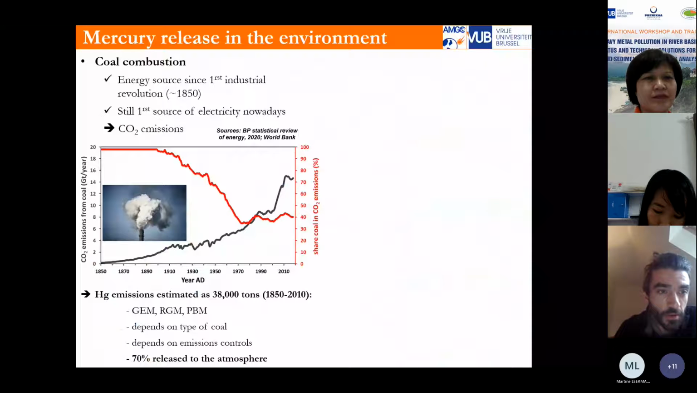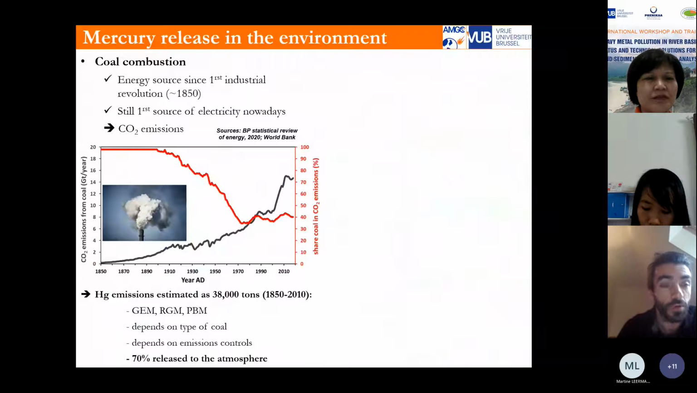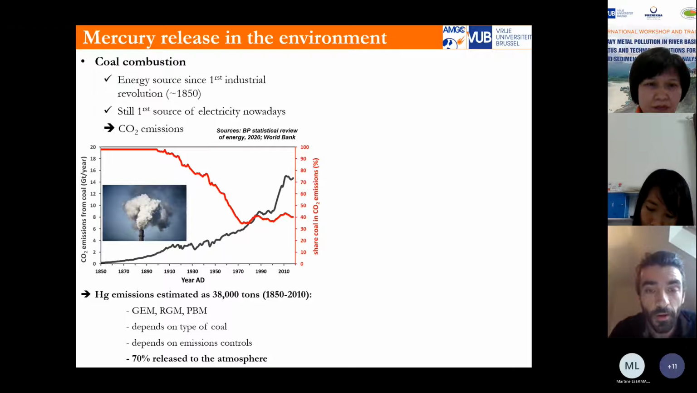So here you can see that at the beginning, the CO2 emissions were mostly due to coal, but it started to decrease a lot since the arrival of other fossil fuels such as petroleum. But since the 1970s, the share of coal started to stabilize.